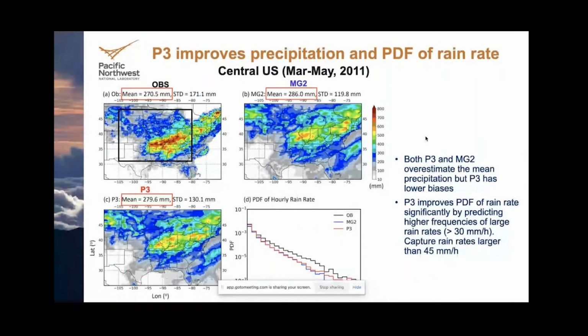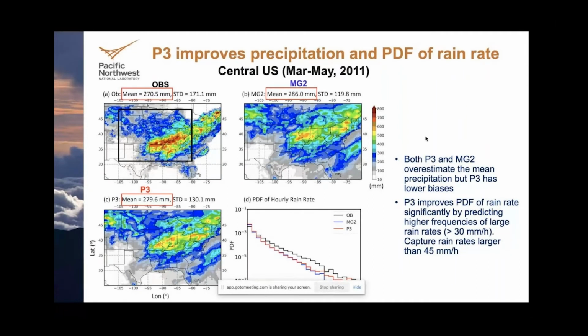So here is about precipitation and the PDF of the precipitation rates. You can see from this red box, over the large domain, which is almost the entire United States except the West Coast, the mean value actually, P3 gives a smaller mean value, closer to the observations than MG2. Then the major feature is the PDF. You can see the red line is for P3 and the blue is for MG2.